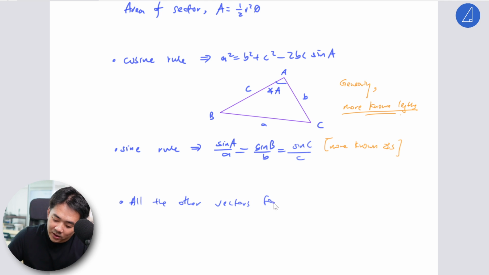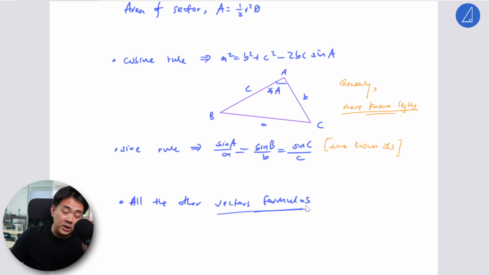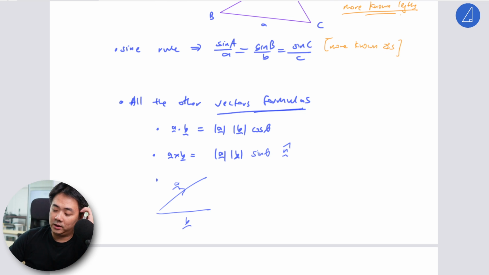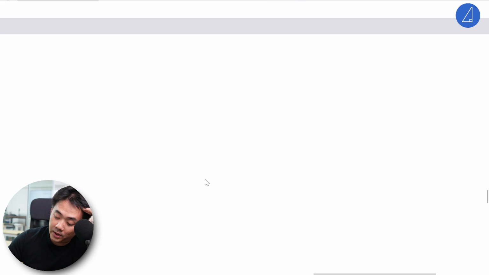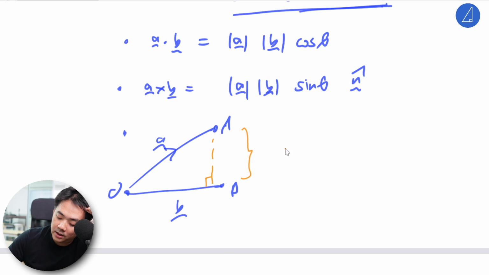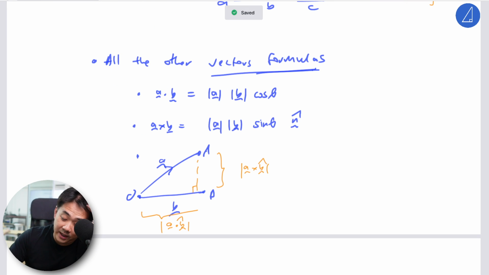vectors formulas. Okay, please don't go into the exam thinking that the formulas are given to you. So you need to know your dot product, cross product, your magic triangle, then your line equation, your plane equation. So those are the things you may need to know. Your magic triangle is basically a trigo triangle on steroids. So the opposite is just a cross b unit vector, and the adjacent is a dot b unit vector. Okay, that's it.